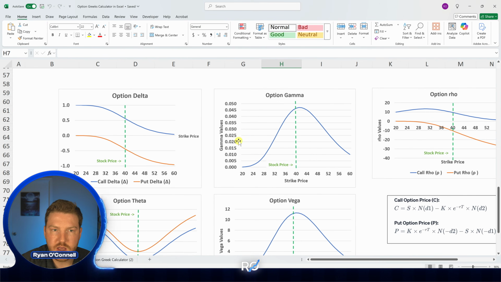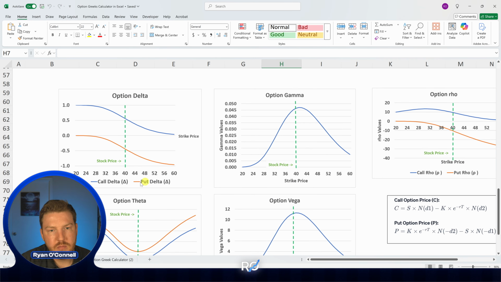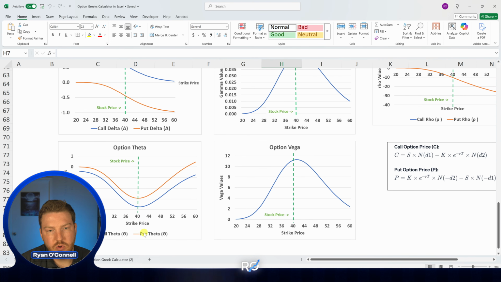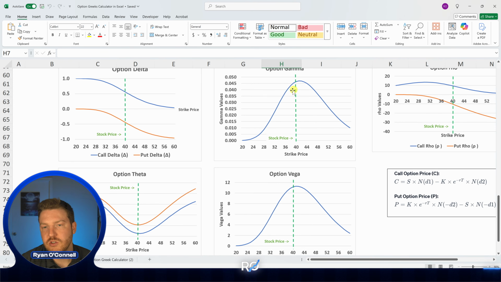If we go back to my calculator over here, we'll see that with delta, I have call delta in blue and put delta in orange. Whereas option gamma is all blue. For option theta, put theta is orange and call theta is blue. And option vega is just blue. So on the graphs where you only see one line, that means the call and the put have the same value as one another, whereas where there are two, they're different.